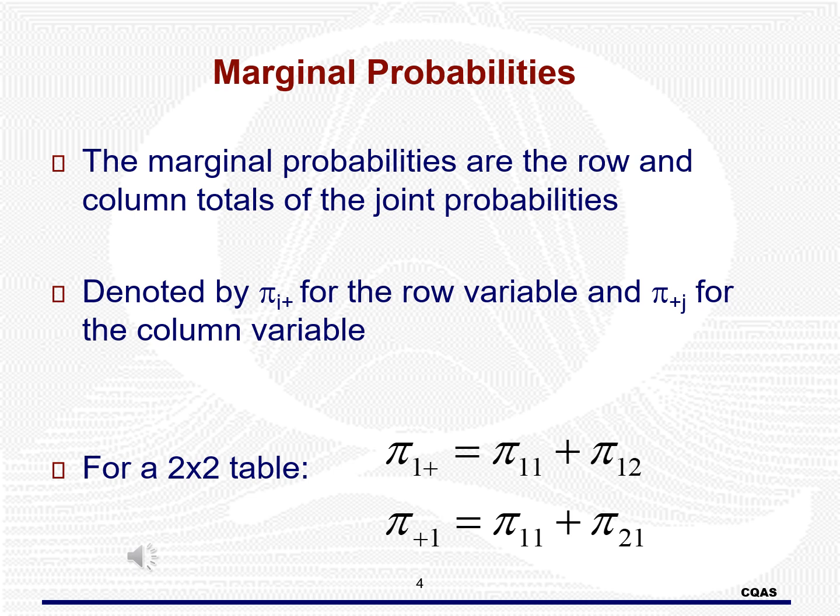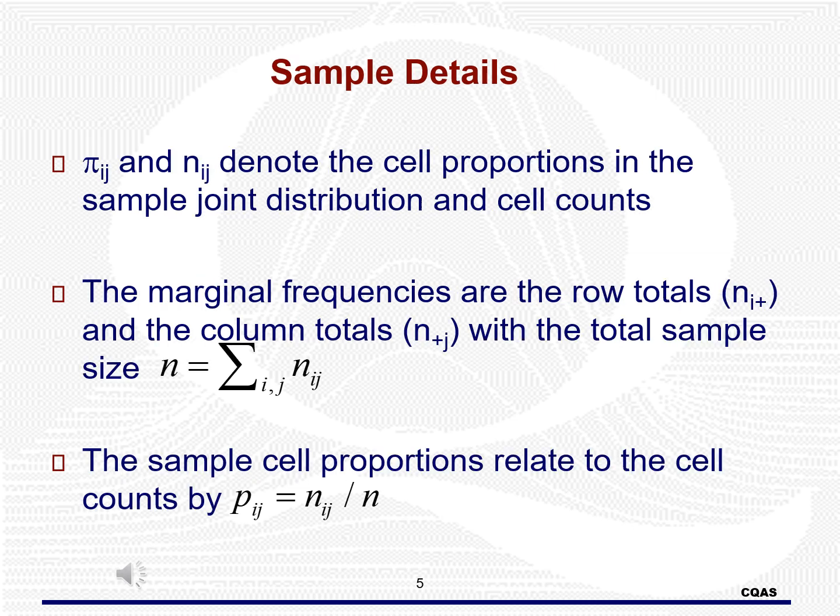Each of the probabilities that we have talked about are parameters. You should realize that we will be working with sample data. So how does this change things? Note that we will replace all pi's with p's. We will use the sample cell counts, row and column totals, and the overall sample size to estimate probabilities.